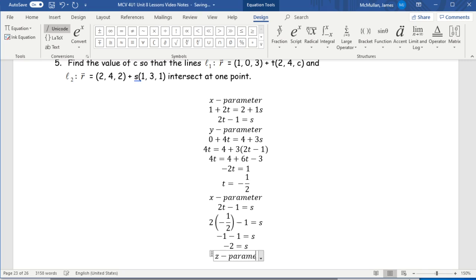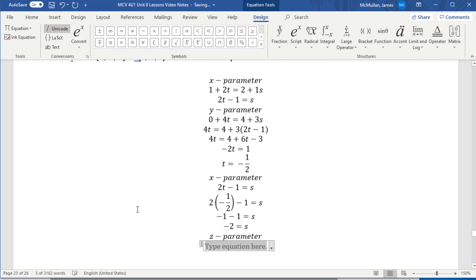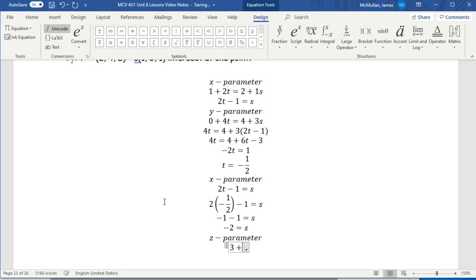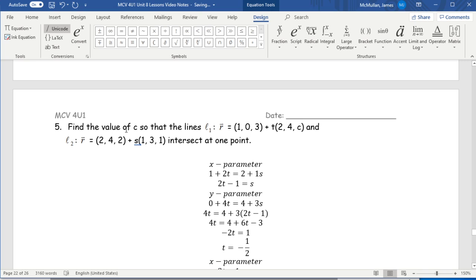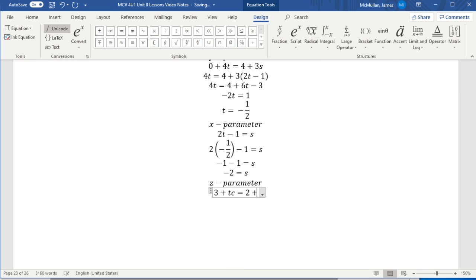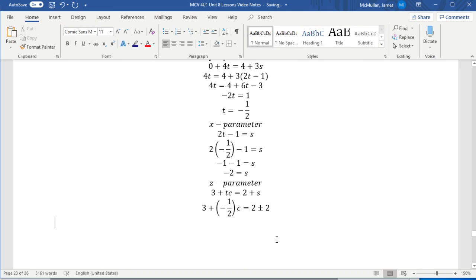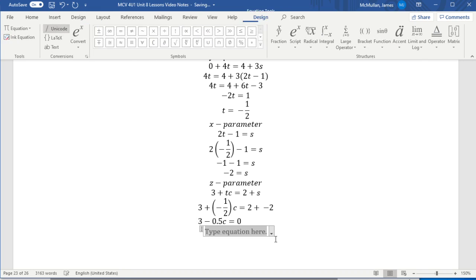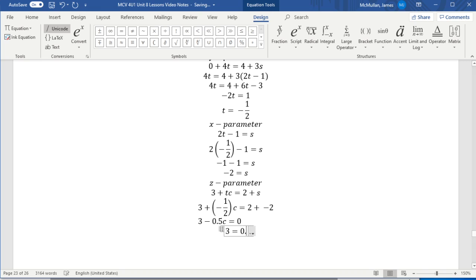Now we go back to the z parameter, and we see if it works. Okay, so the z parameter is 3 plus tc, right? So 3 plus tc equals 2 plus s. Now we'll fill in everything we know. 3 plus negative 1/2 c equals 2 plus negative 2. So we get 3 minus 0.5c equals 0. So 3 equals 0.5c. So c equals 6.